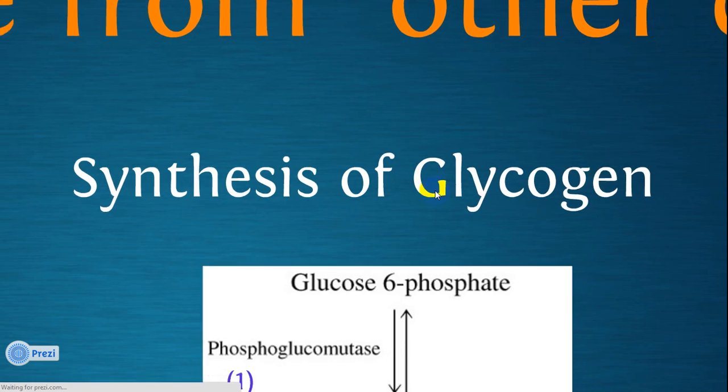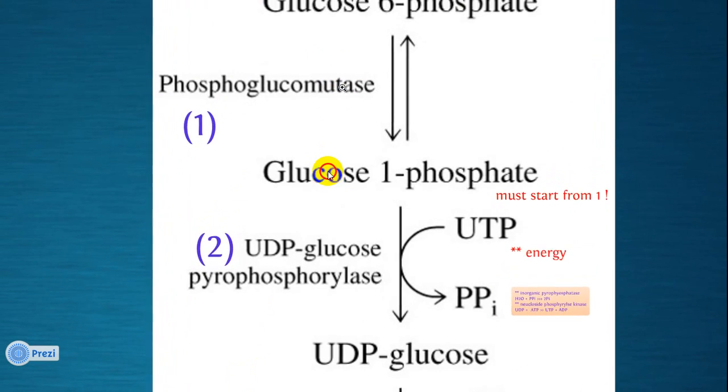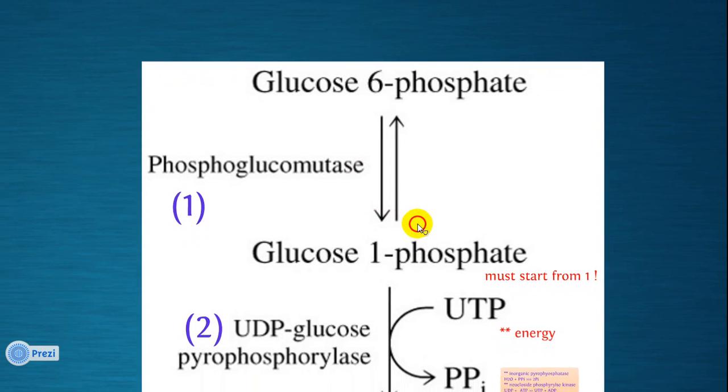Synthesis of glycogen. This pathway is a little bit related to the previous pathway. We said that in the previous pathway we have 3 enzymes, and also here we have 3 enzymes. The first enzyme is phosphoglucomutase. From its name, mutase means an enzyme that can do an isomerization function. Isomerization means changing the place of the functional group. So glucose 6-phosphate will become glucose 1-phosphate.